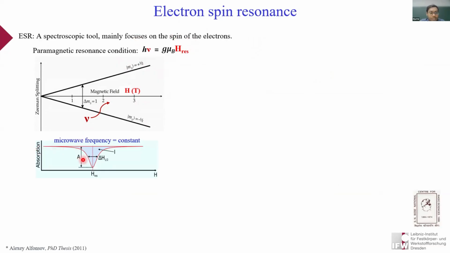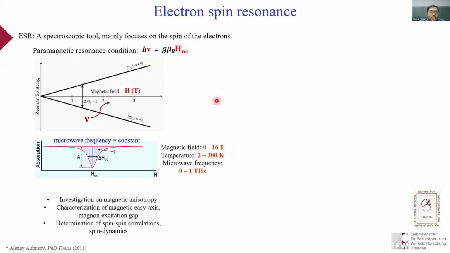And in the resonance condition, microwave is getting absorbed by the spin half system. And we can see the resonance field from this spectra, from the minimum of the spectra. So this is a very important tool for investigations of the magnetic anisotropy of the system, the determination of magnetic easy axis, magnon excitations, g-factor, spin-spin correlations, spin dynamics, etc.